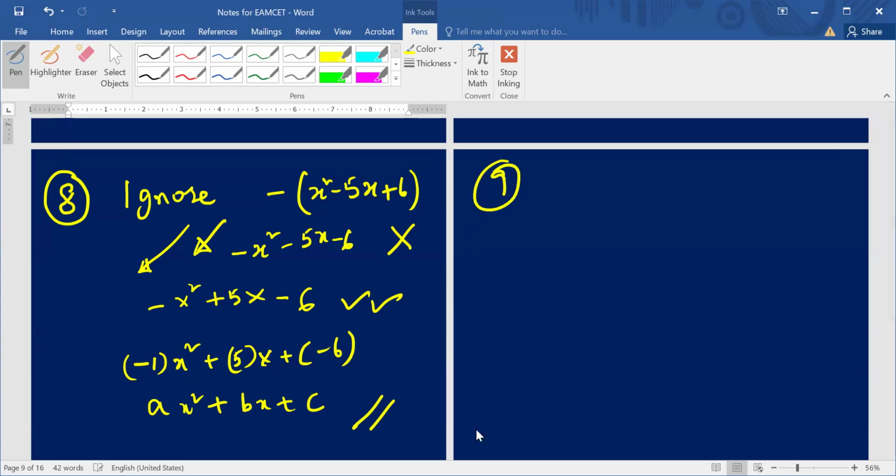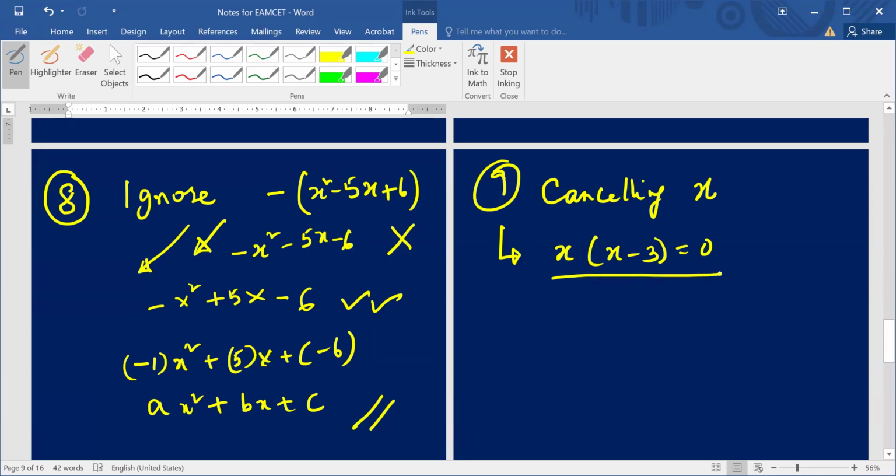Let me go to the ninth mistake. The ninth mistake we generally make in a quadratic equation is canceling the x term. Suppose after doing some factorization, you came up to x into x minus 3 is equal to 0 as your factors. We often forget this x portion and we just say it is getting cancelled. So we only tend to write x minus 3 is equal to 0, x is equal to 3.